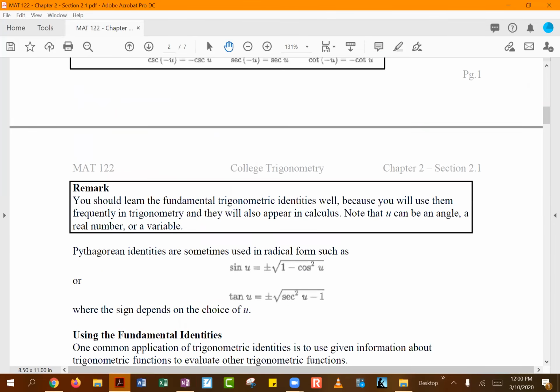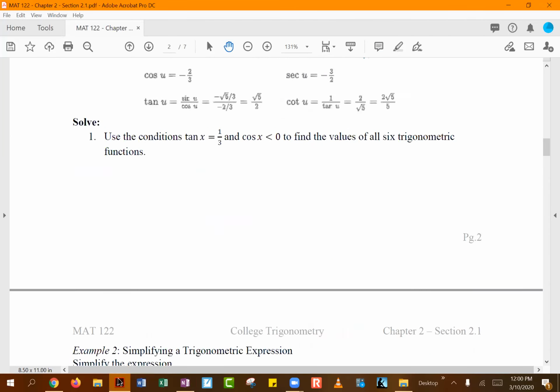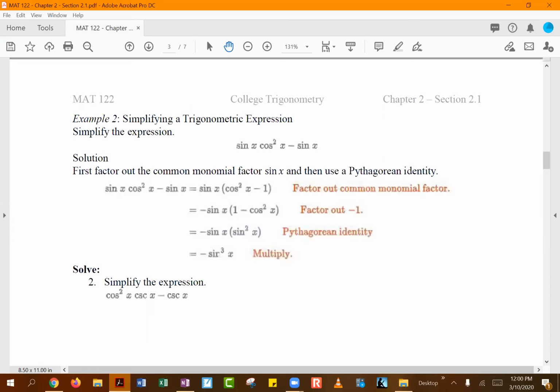Alrighty, so let's take a look at our second example here. This is actually now talking about simplifying a trig expression. So you were given sine of x times cosine squared of x minus sine of x, and you're basically trying to see how far you can simplify that. So you will notice here, we're actually using factoring to begin with, because both of these expressions separated by the minus sign have a sine x.